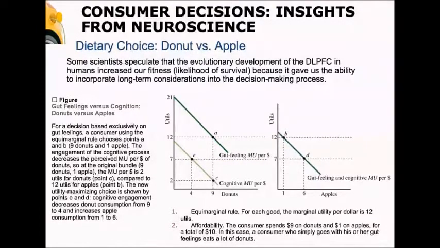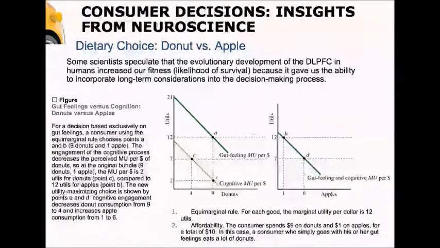And if we use the equimarginal rule, we would consume at point A and point B, where the marginal utility per dollar is 12 for both donuts and for apples. Now suppose we include the fact that some people think donuts might be an unhealthy food. We include this cognitive portion of our decision-making process. That's going to lower the marginal utility per dollar of donuts under this light green line.